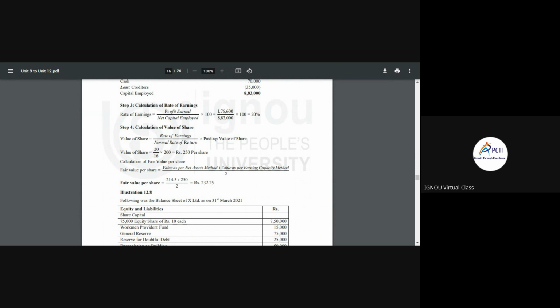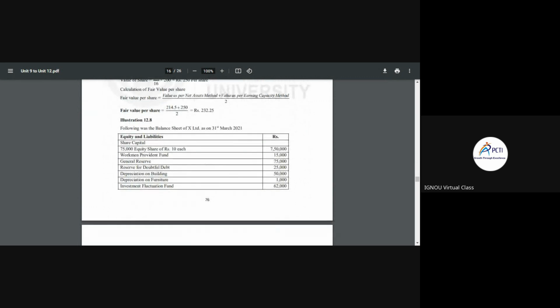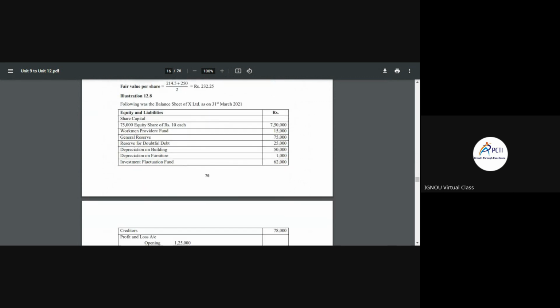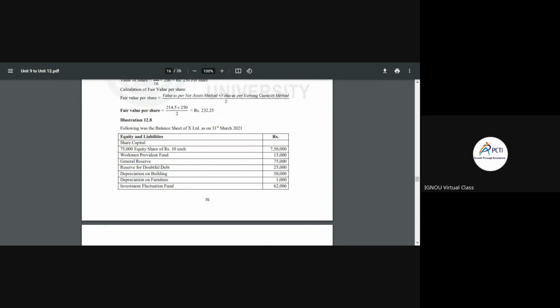Then the calculation of fair value per share. Fair value per share is equal to value as per net asset method plus value as per earning capacity method, divided by 2. So the value as per net asset method will be 214.5, and the value as per earning capacity method will be 250. We add both and divide by 2, so we get the fair value per share, that will be rupees 232.25.